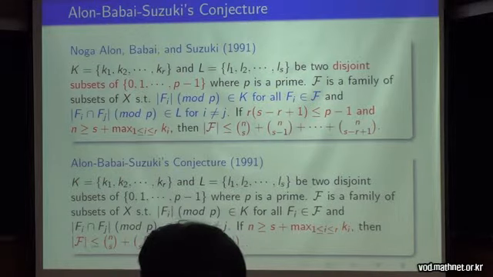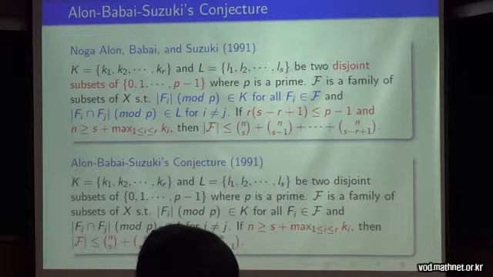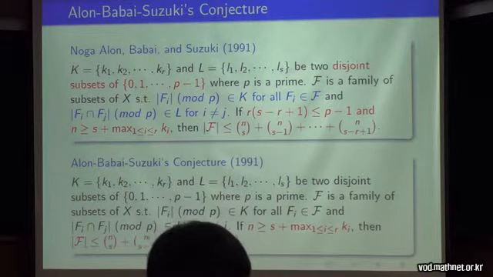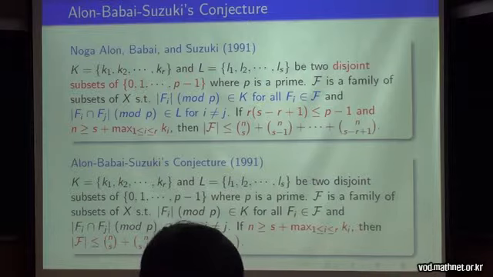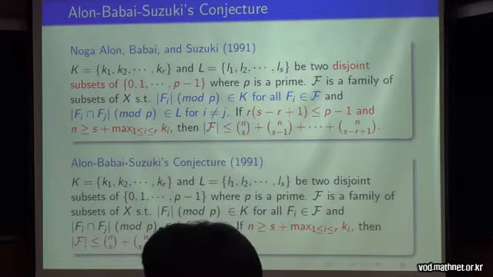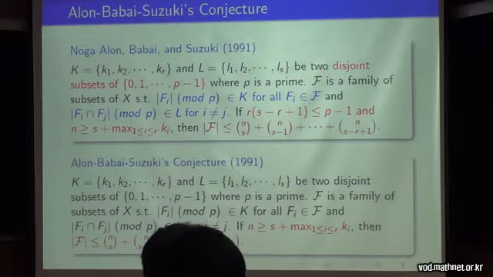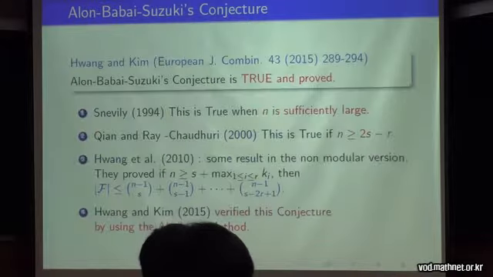Then, in the same paper, Alon, Babai, and Suzuki conjectured the following, under the same condition. If it satisfies only one condition, you have to drop one of the conditions here. So, under only the one condition, n greater than or equal to s plus the maximum of the ki, the same upper bound holds. So they conjectured this one.